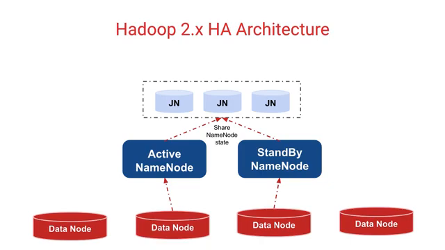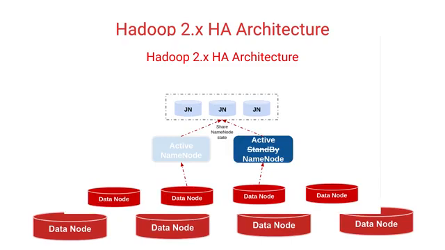When active name node performs any modification or operation, it writes the changes to the journal nodes. The standby name node continuously reads the current updates on the journal nodes and updates its namespace. In case a failure occurs, the standby name node makes sure that it has read all the updates from the journal nodes before promoting itself to the active name node. This is how high availability is achieved. The cluster functions as normal even in case of a name node failure.